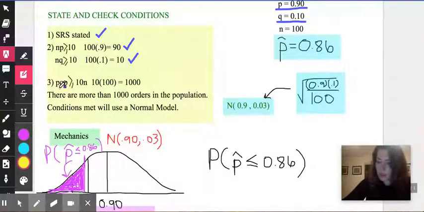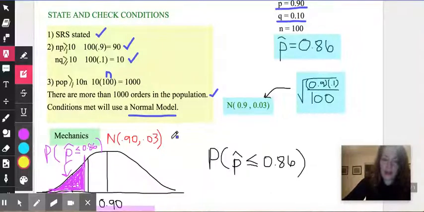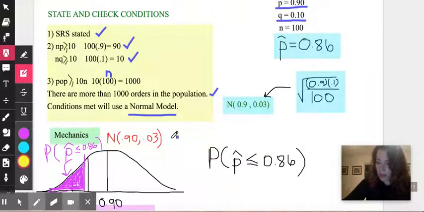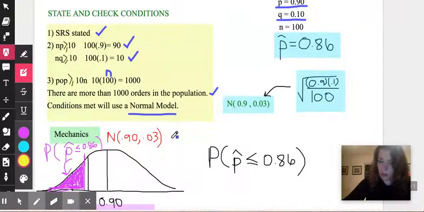And then the third condition is we want to show that the population is greater than or equal to 10 times n. If we take 10 and multiply it by our sample size, which is 100, we get 1,000. And we will say there are more than 1,000 orders in the population. So conditions are met, and we will use a normal model. Once we have a normal model, we can calculate the probability using the normal model.